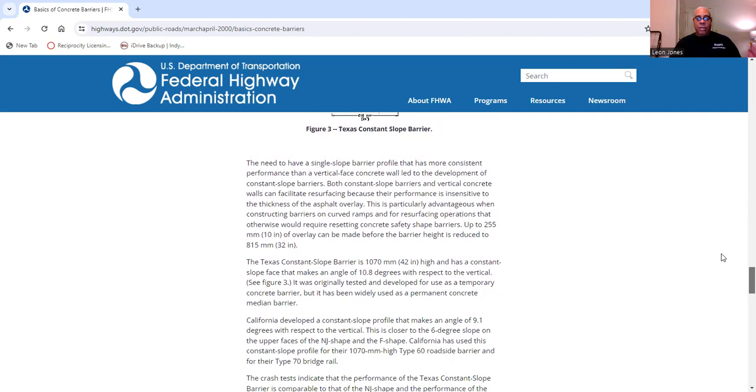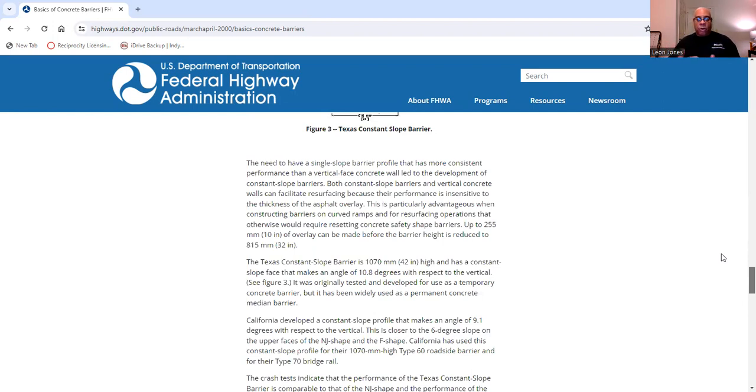Now, the need to have a single slope barrier profile that has more consistent performance than the vertical face concrete wall led to the development of constant slope barriers. So both constant slope barriers and vertical concrete walls can facilitate resurfacing because their performance is insensitive to the thickness of the asphalt overlay. And this is particularly advantageous when constructing barriers on curved ramps for resurfacing operations that otherwise would require resetting concrete safety shape barriers.